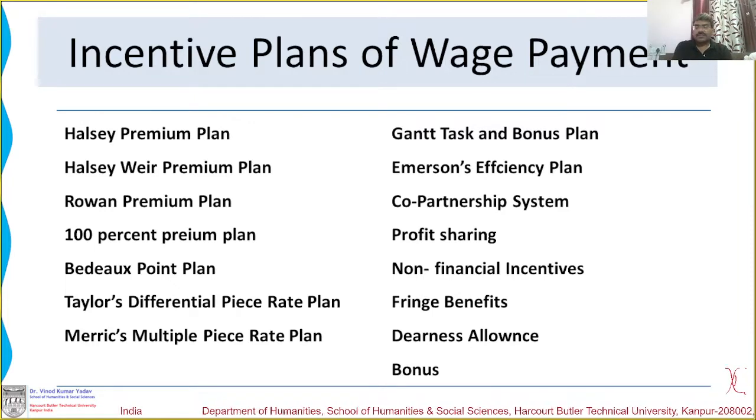Some of the names may be known to you, like Taylor or Gantt chart, you know it. Emerson, you know it. Efficiency plan. Taylor's scientific management theory, you know it. But others are also equally important. Nowadays in the government sector, you find dearness allowance. It is also an incentive plan. The Payment of Bonus Act defines the bonus. It is also important to understand.